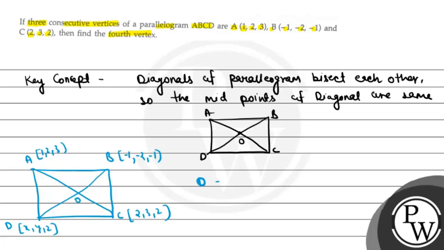So we know that O is the midpoint of AC and BD. Let's first find the value of O. We have the coordinate of A, that is 1, 2, 3, and the coordinate of C, that is 2, 3, 2. We know that O is the midpoint of AC.